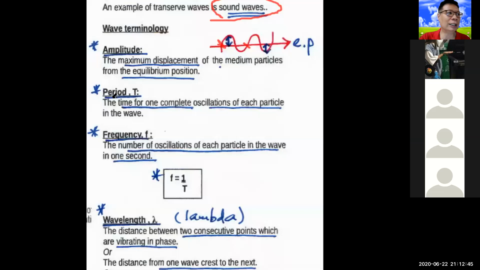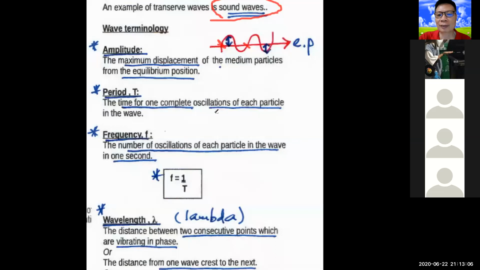Period is time taken for one complete oscillation. Okay, the second one. Third is frequency. Sorry, third one. Frequency is the number of oscillations in 1 second. What is the meaning there? Number of oscillations that can be made in 1 second.